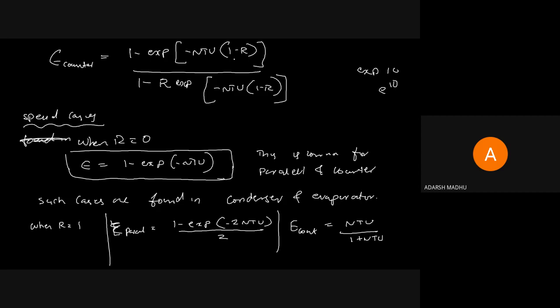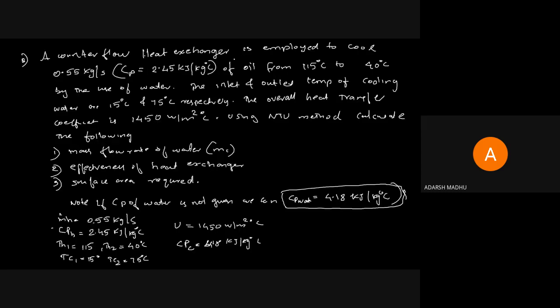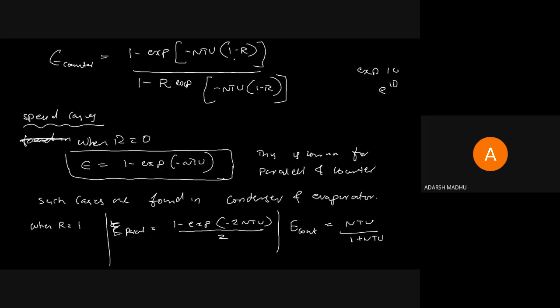The third question is to find out the surface area. So we cannot find the value of E counter by using this equation, because the value of NTU is unknown. That is UA by C minimum, and the value of A is unknown. So first we have to find the area.